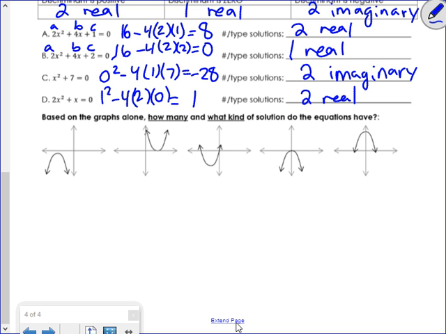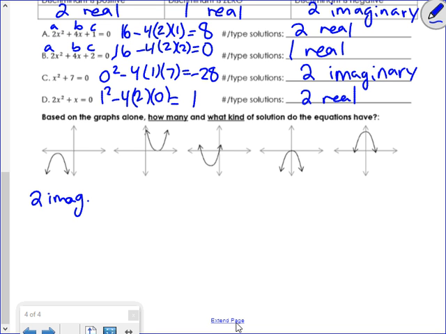It would be 2 imaginary because it's not touching the x-axis. The x-axis represents real numbers, real solutions. So if it's not even touching the x-axis, it doesn't have real solutions, it's going to have 2 imaginary. Okay? So basically what you're looking for is if it doesn't hit the x-axis, you have 2 imaginary solutions. It's really easy to spot visually.